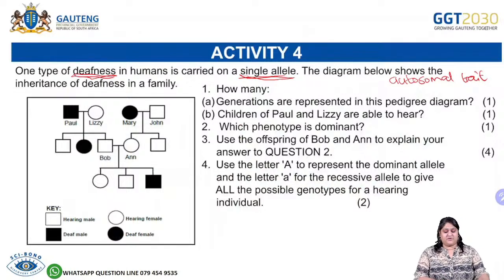The other thing I wanted to mention quickly, I'm not sure if Agnes did mention it, but it's very important as well, that when you are doing pedigree diagrams and you are doing genetic crosses, because she did one with you, the previous activity, right? The last activity Agnes did.